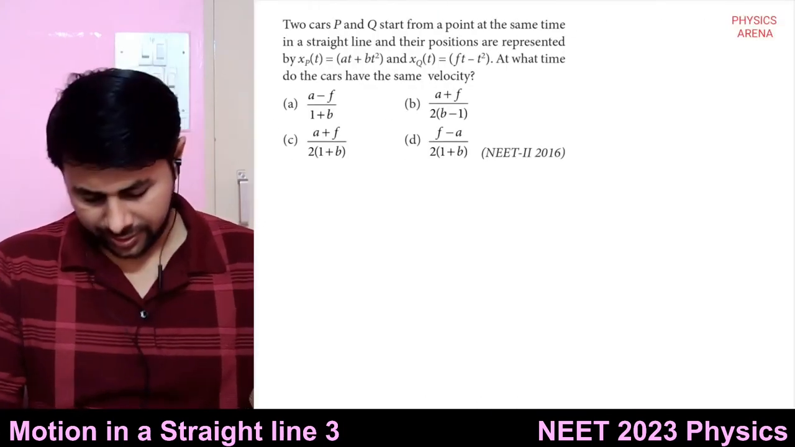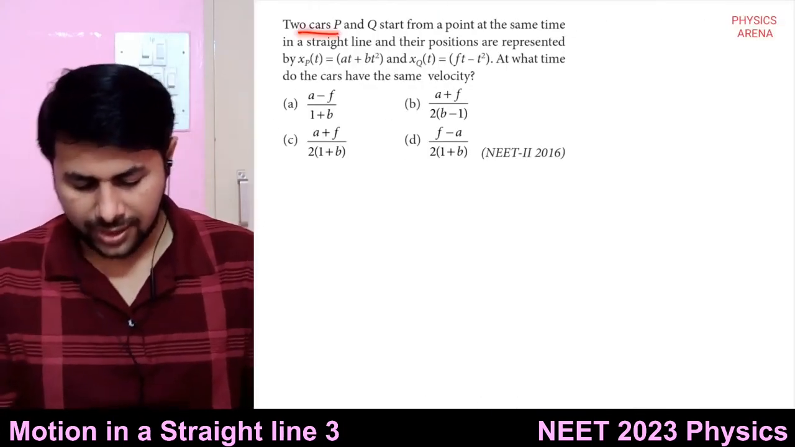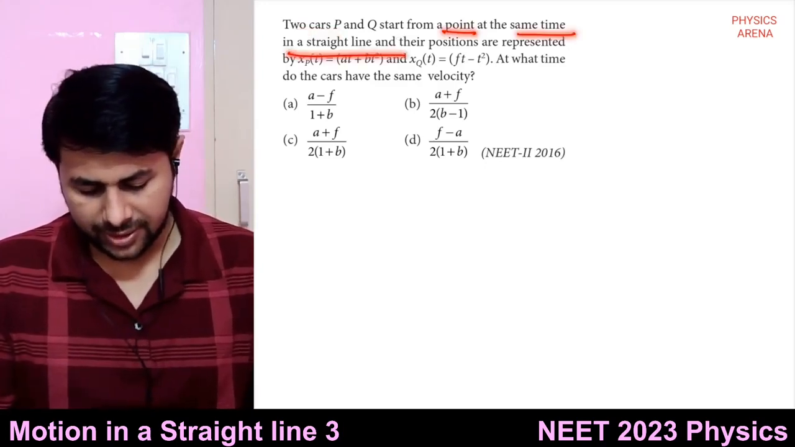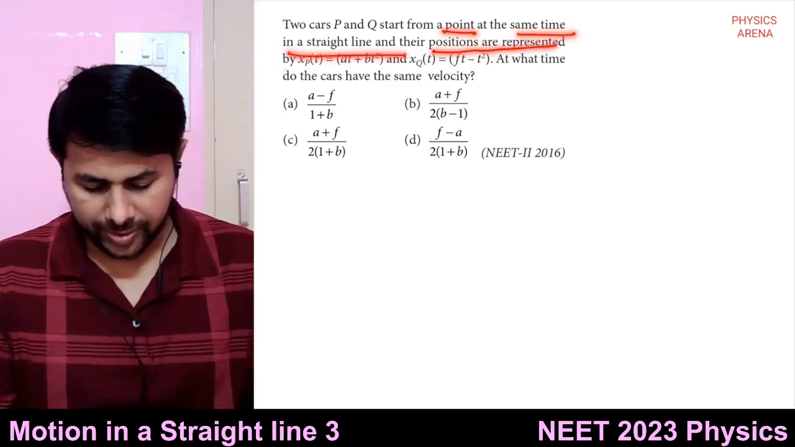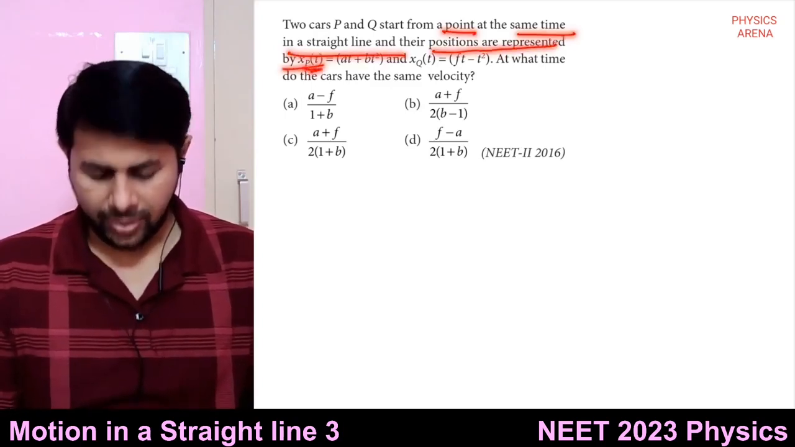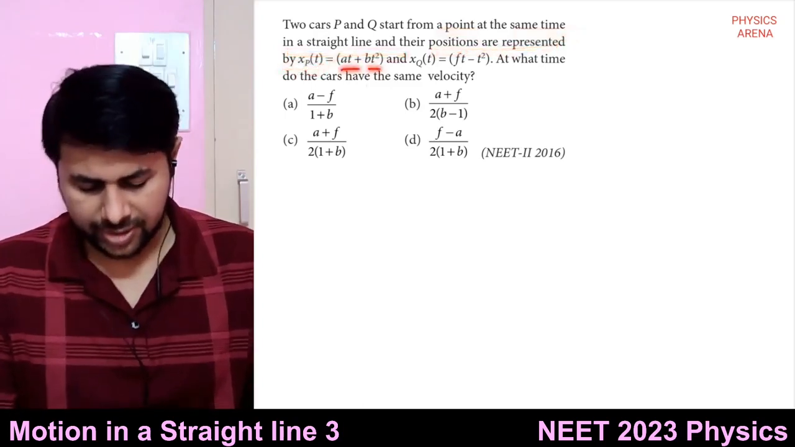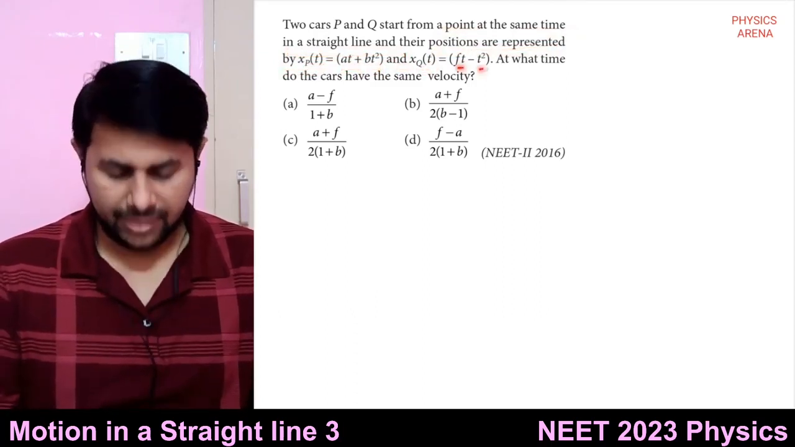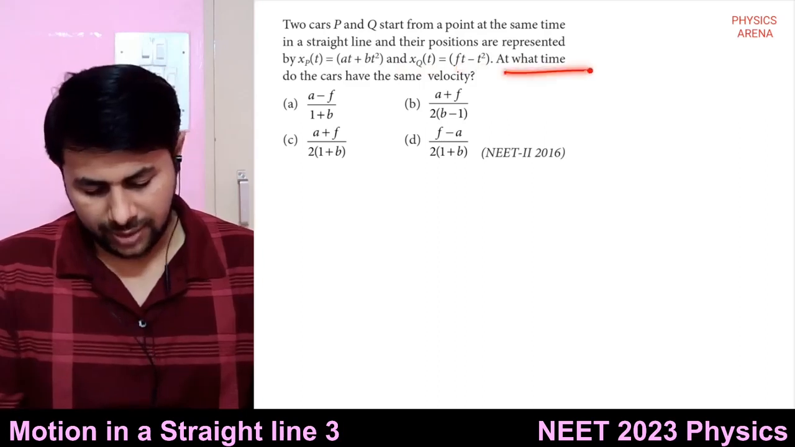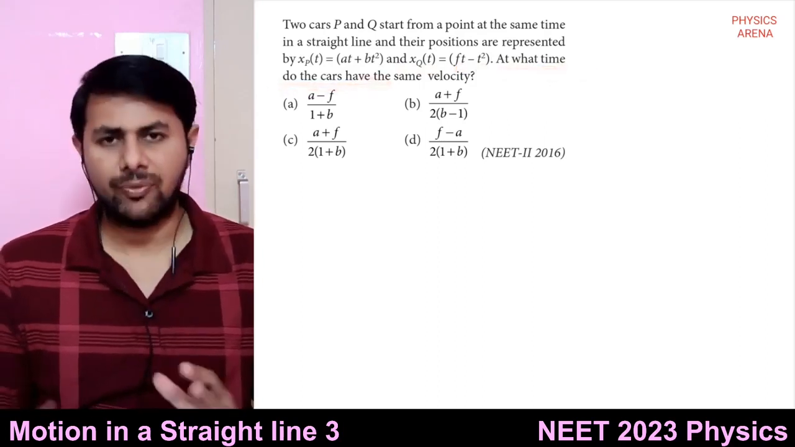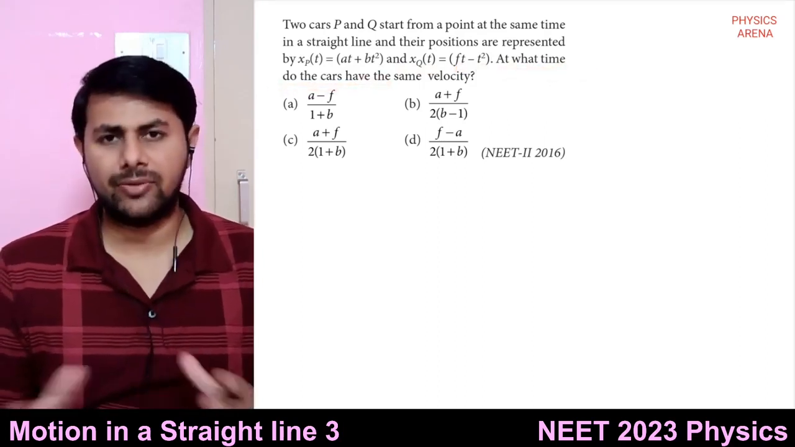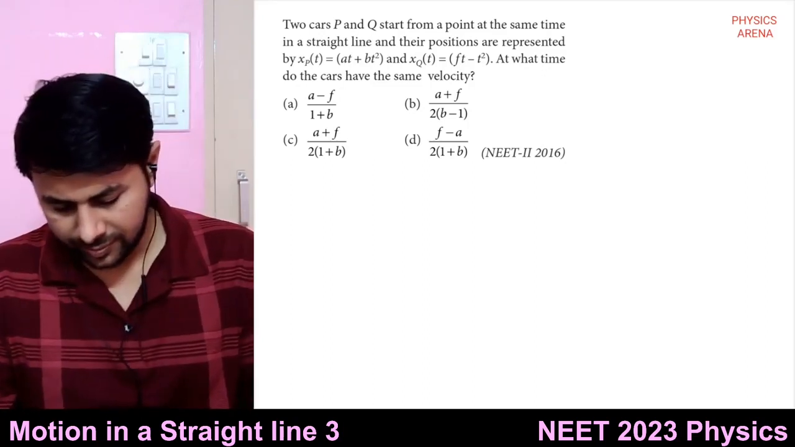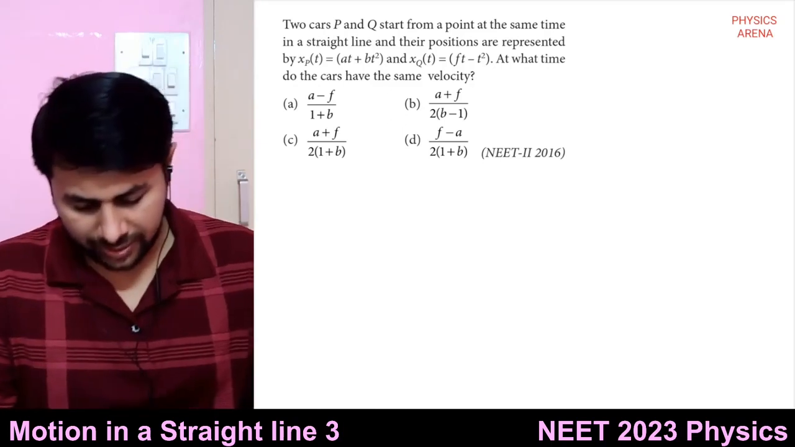Next question. Two cars P and Q start from a point at the same time in a straight line, and their positions are represented by xp of t is at plus bt square, and xq of t is ft minus t square. At what time do the cars have the same velocity? So we know what is velocity. Velocity is the derivative of position with respect to time.